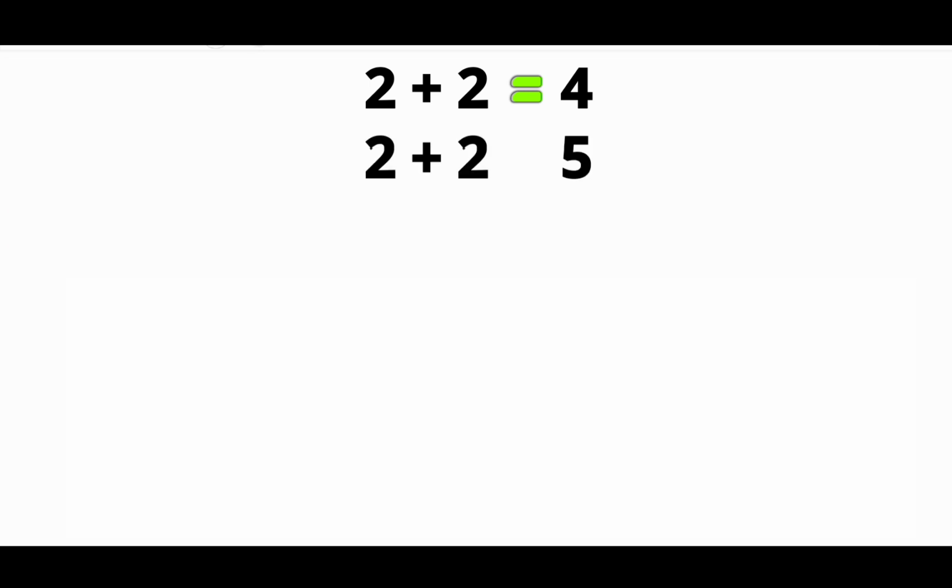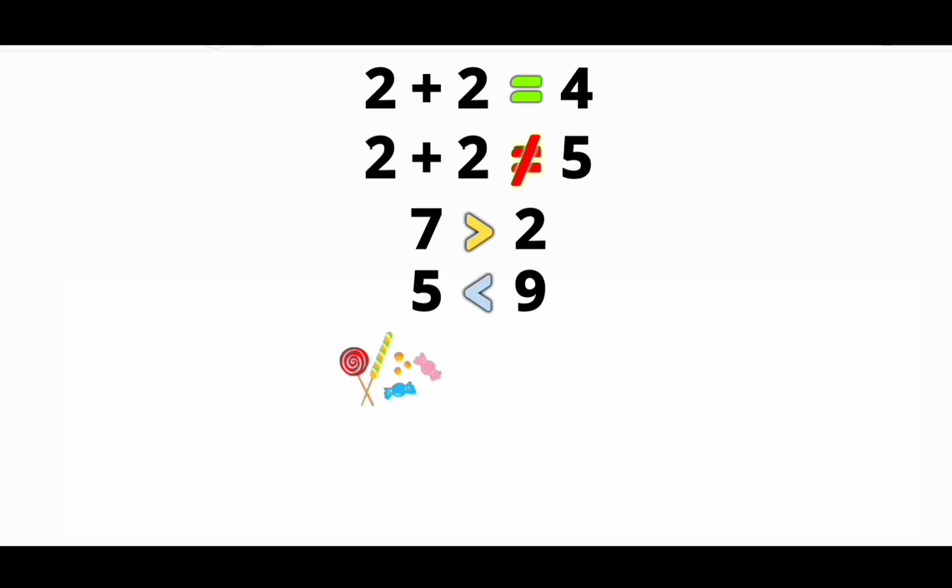Here is a summary of all the symbols. 2 plus 2 is equal to 4. 2 plus 2 is not equal to 5. 7 is greater than 2. 5 is less than 9. Candies are greater than or equal to 1. Trees are less than or equal to 4.